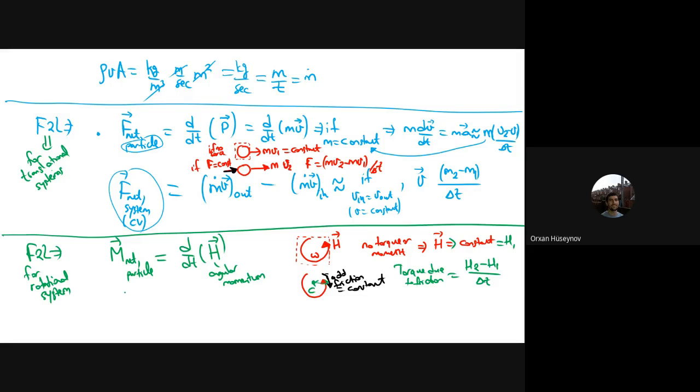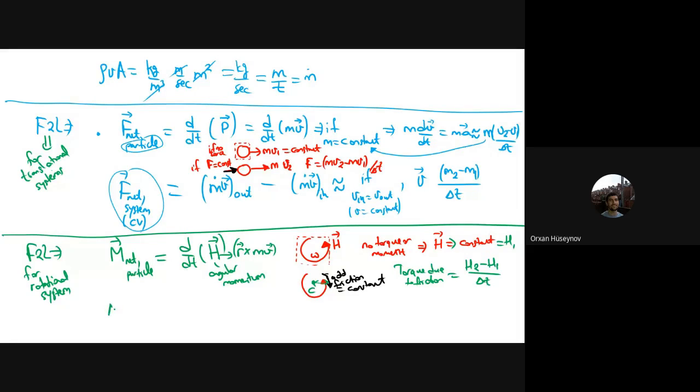And then if we write that H, if you remember, H is r, the position or arm, crossed with mv. Okay, this is what we mean by the angular momentum. Angular momentum is the moment of momentum. So this is the arm of momentum, and this is the momentum itself.